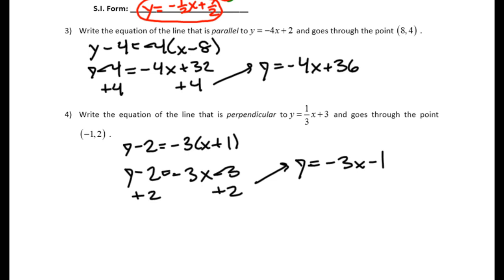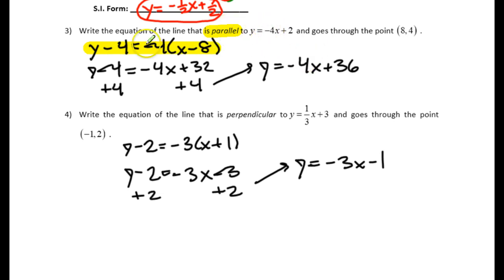Alright, so for these next 2 practice problems, number 3 asks you to write an equation of a line that's parallel to this line, y equals negative 4x plus 2, and goes through the point (8, 4). So your first setup, you're going to put it in point-slope form. This is your point-slope form, and the slope is the same for parallel.